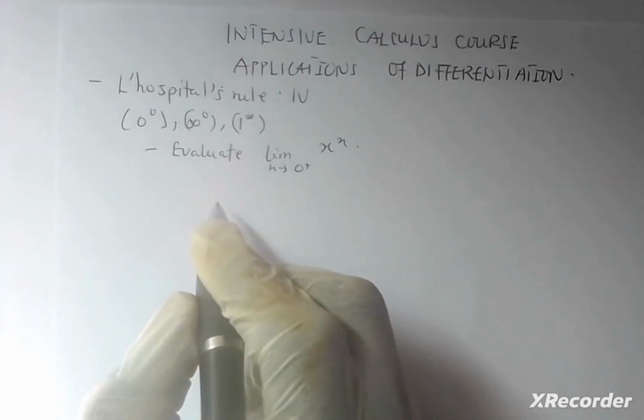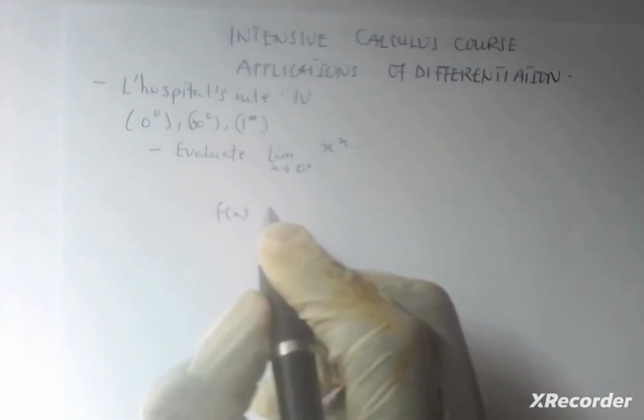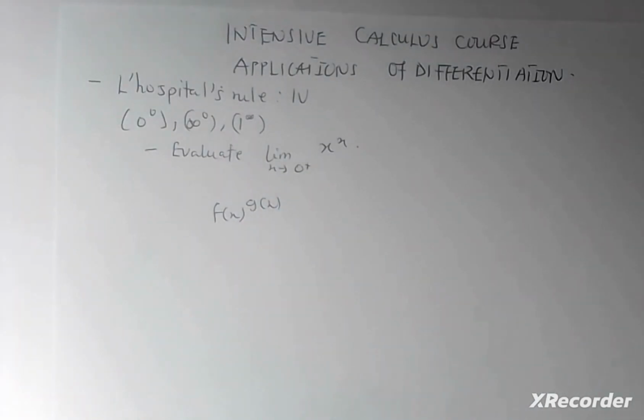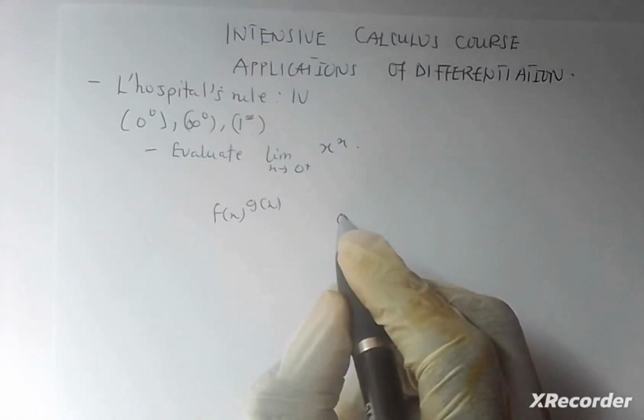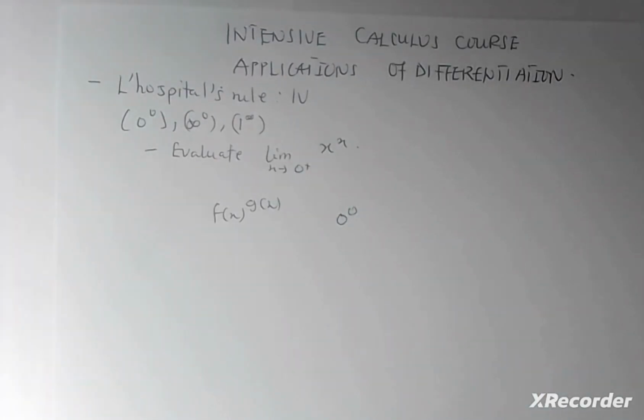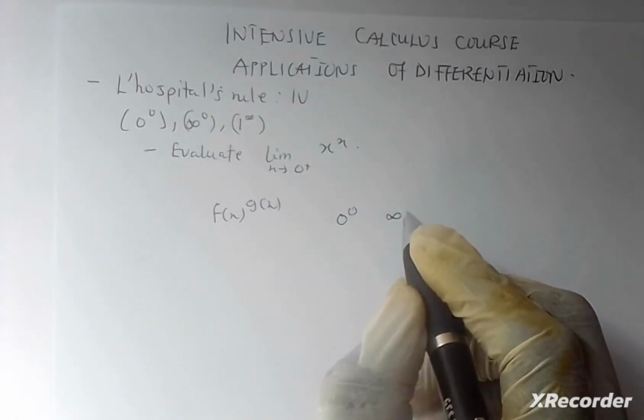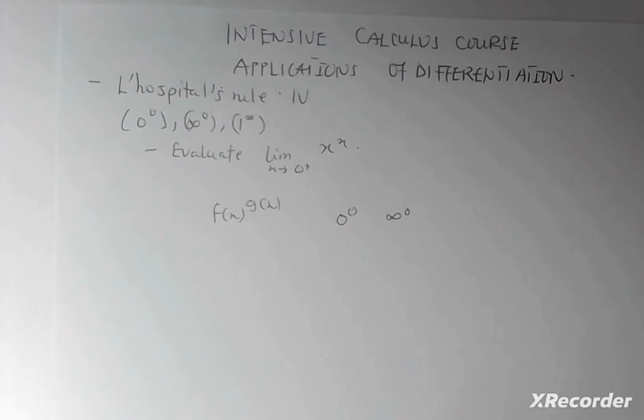If I have a function f of x to the power g of x, then I can apply L'Hopital's rule 4, provided my resulting solution, after finding the limit of this function at a certain point, I get 0 to the power 0. Any number to the power 0 is 1, but if you have 0 to the power 0, it's indeterminate. Another example is infinity to the power 0.